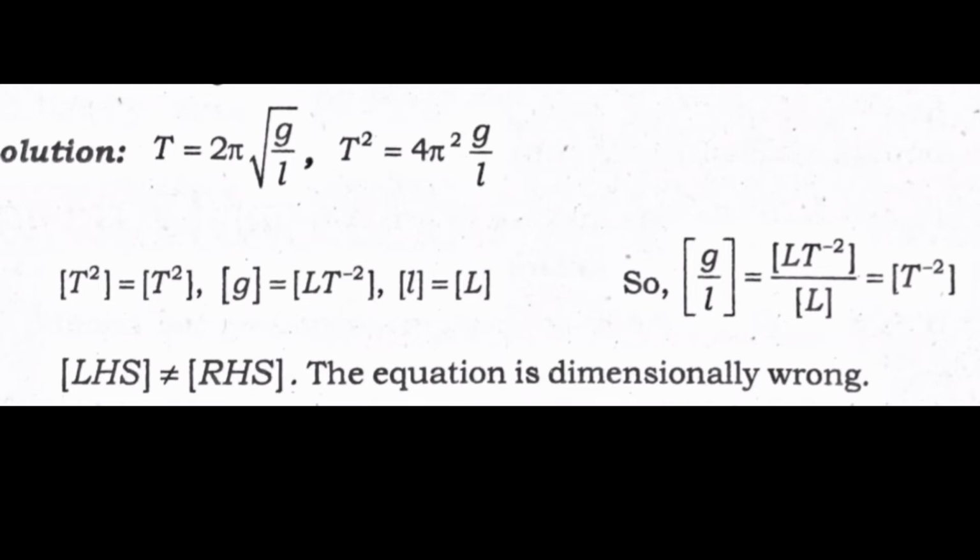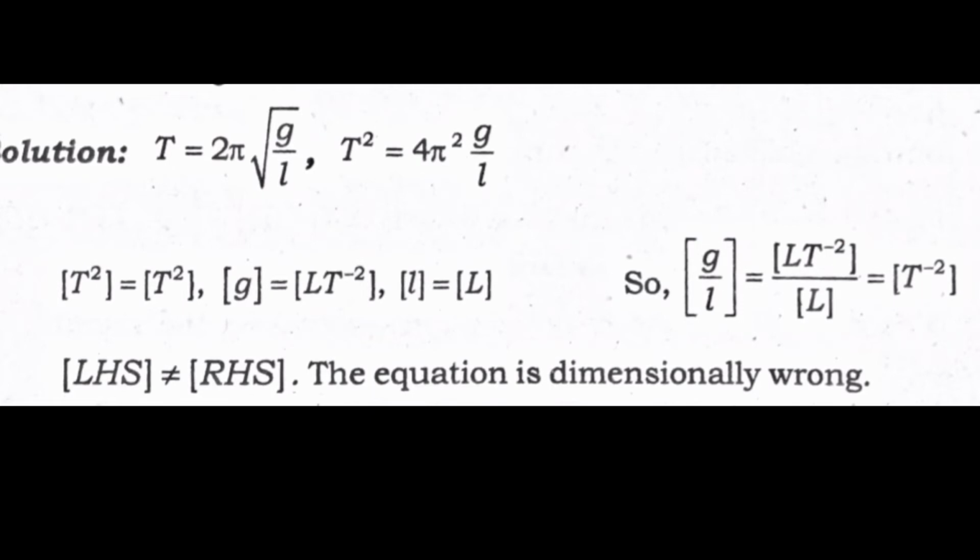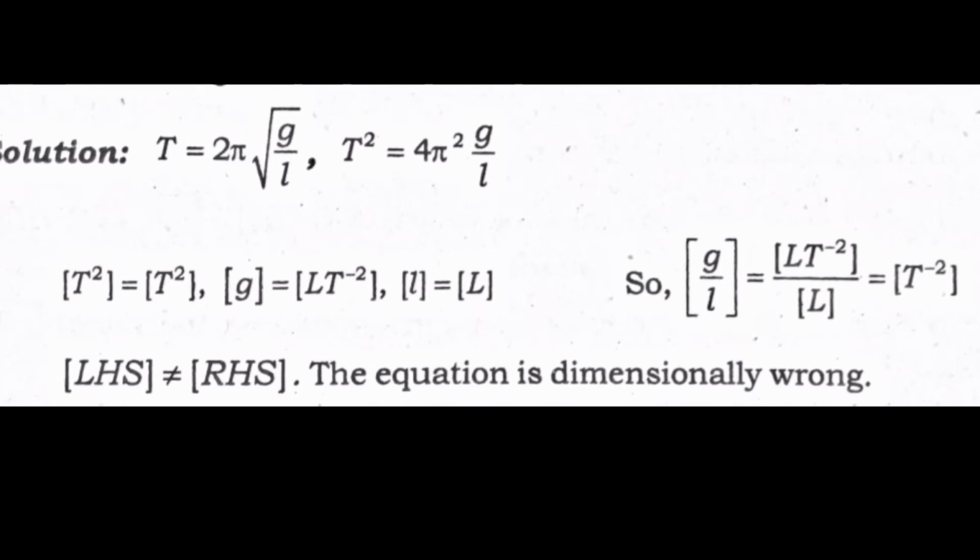What is the dimension of T square? That is the time period, right? So T square is T square itself. Then what about G? G is the acceleration due to gravity. That will be velocity by time, that is L T raised to minus 1 by T, which is equal to L T raised to minus 2. And what about L? L is the length, so the dimension is L.